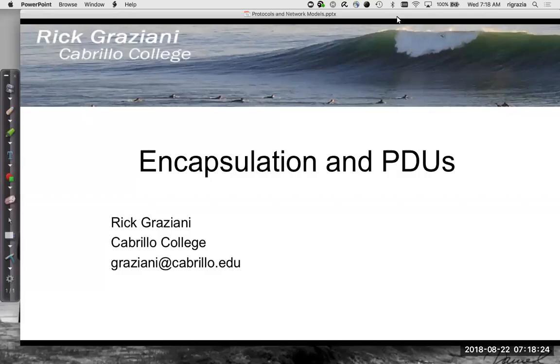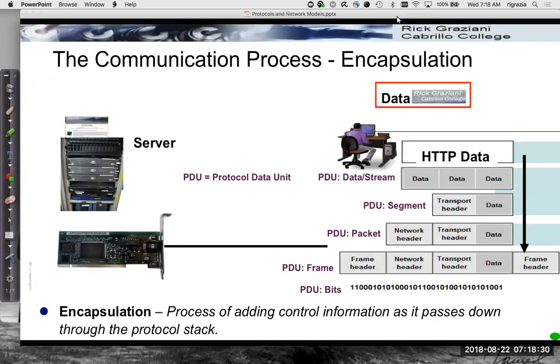Hi, in this video I want to talk about encapsulation and something called PDUs, protocol data units. So previously we said that data isn't sent all as one big chunk from the transmitter to the receiver. It's broken up into these little segments. And each segment is actually encapsulated in multiple protocols. We talked about that in the protocols video. Each protocol has a specific purpose, and we'll talk about each one of those protocols later in this course.